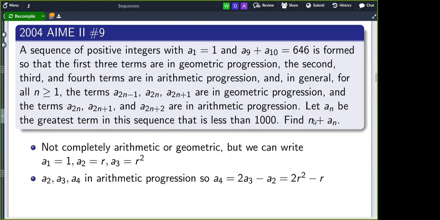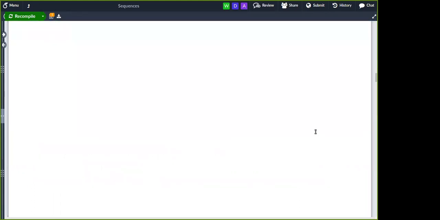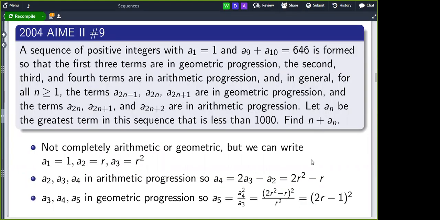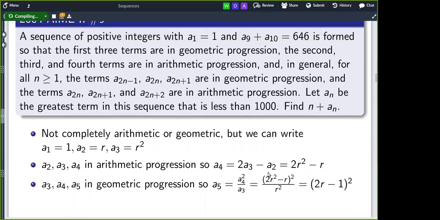So we plug in the values and we can get the next term. Well, now A3, A4, and A5 are a geometric sequence. Given two terms of a geometric sequence, we can get the next term with the equation shown. We square A4 and divide that by A3. We keep this factored, so it's nice and clean, and it's 2r minus 1 squared. And now we use the fact that the next three terms are an arithmetic progression, so we can calculate A6.